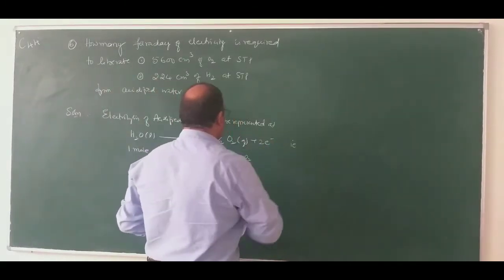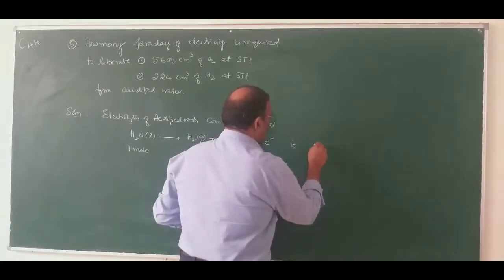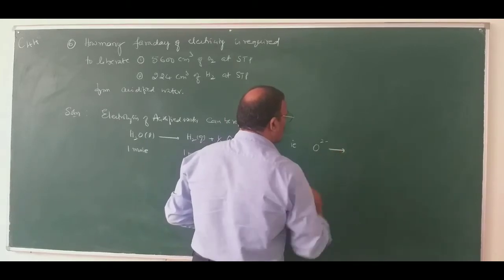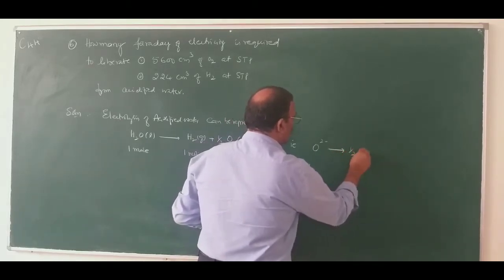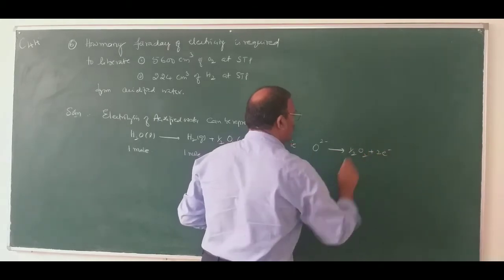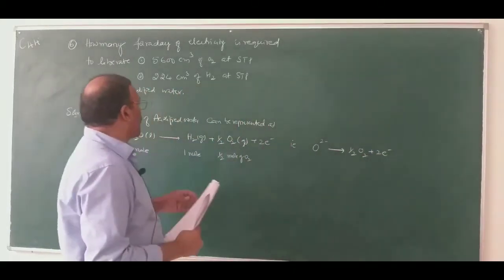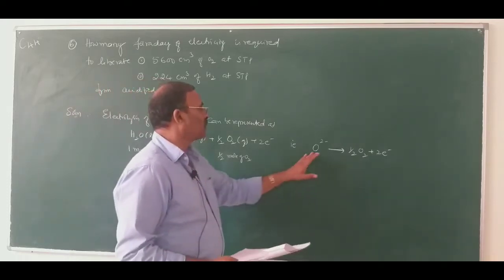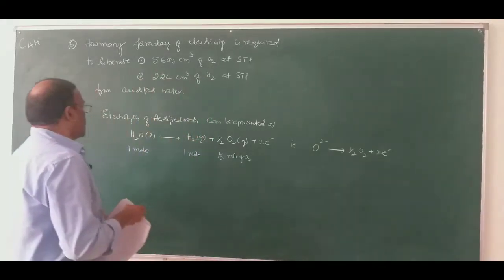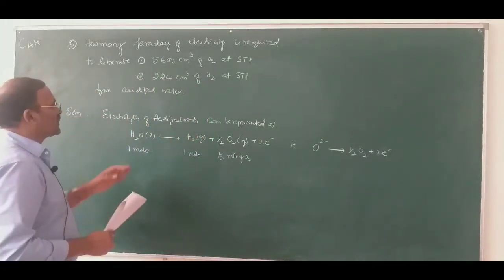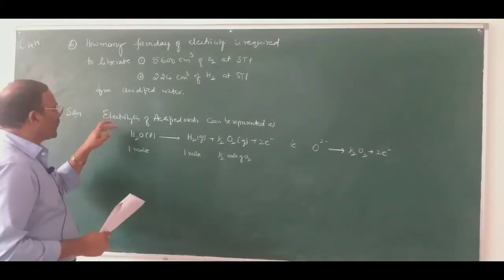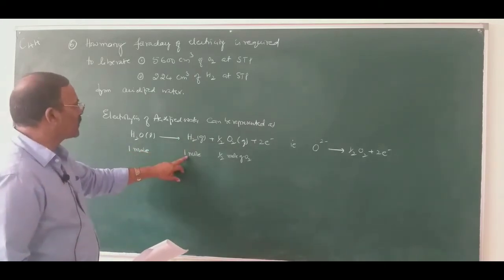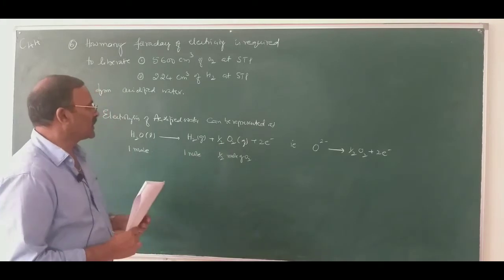So, here oxygen O2 minus, after losing 2 electrons, is converted into half O2 plus 2 electrons. So, hydrogen ions come towards cathode and oxygen gas comes towards anode. So, this is what happens. During this electrolysis, when 1 mole of acidified water is electrolyzed, you will get 1 mole of hydrogen gas and half mole of oxygen gas.